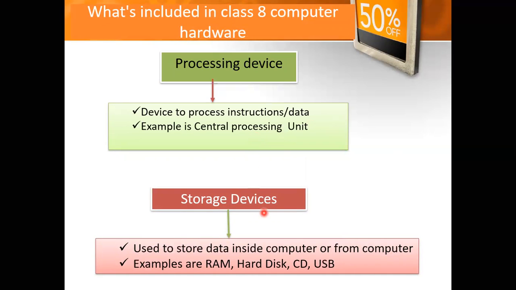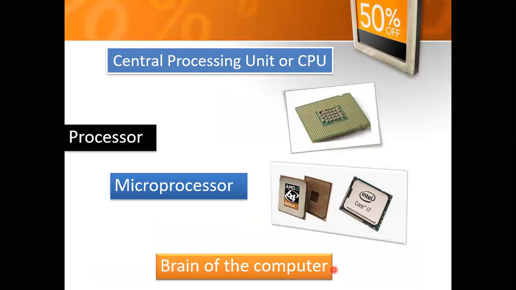Storage devices are those devices or computer hardware which are used to store data either temporarily or in a permanent way. We can store data inside the computer, like in RAM or hard disk, and we can also store data from the computer on other storage devices like CD, USB, which are also used as external devices, on which we can store data from the computer if we have to carry it somewhere. We will discuss this in our next lecture.